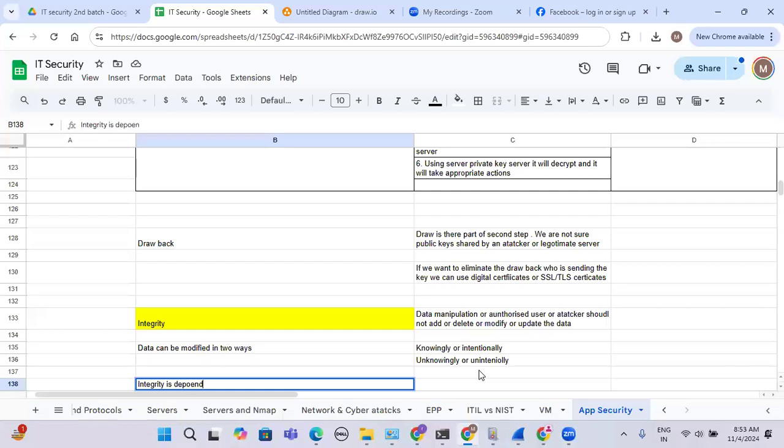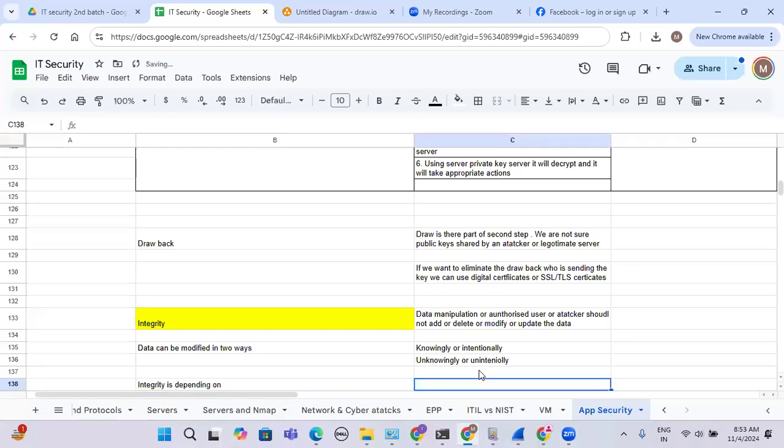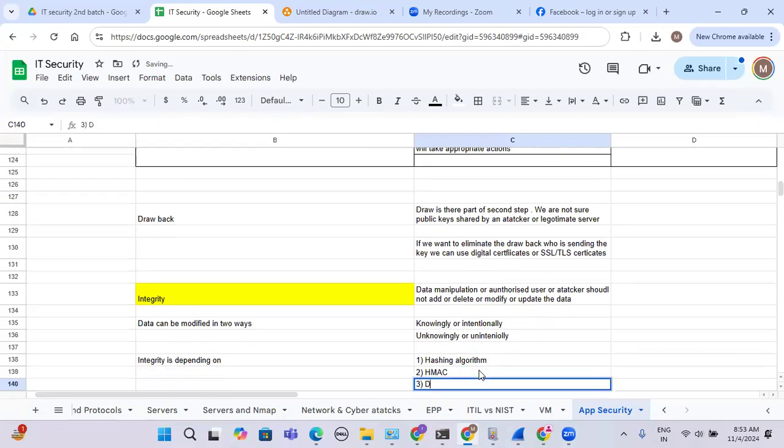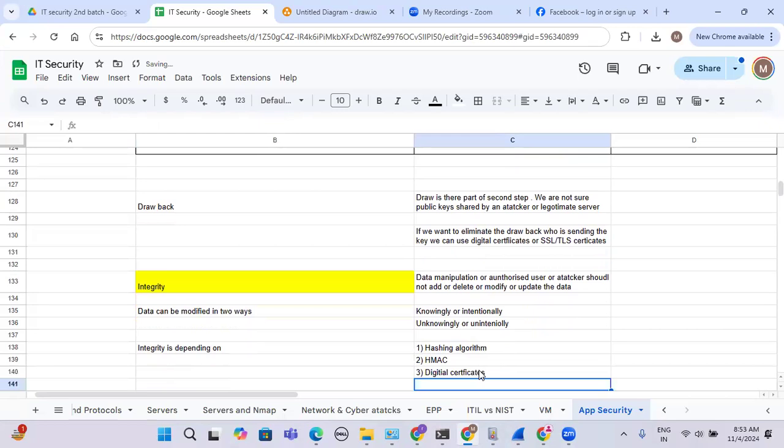Integrity is depending on, first thing, hashing algorithm. Second one is HMAC. Third one is digital certificates. So these are the three factors basically integrity is depending on. Now, what is hashing algorithm? What is HMAC? What is digital certificates?